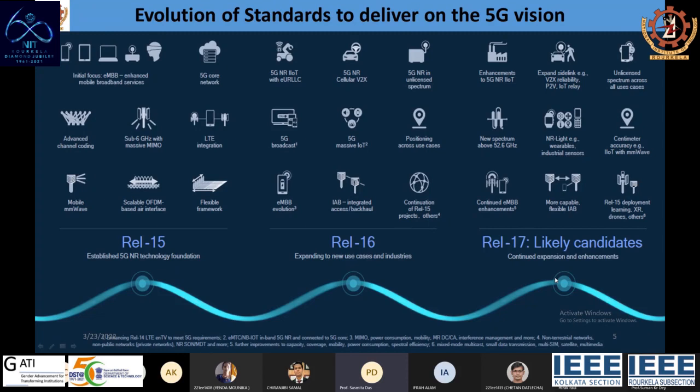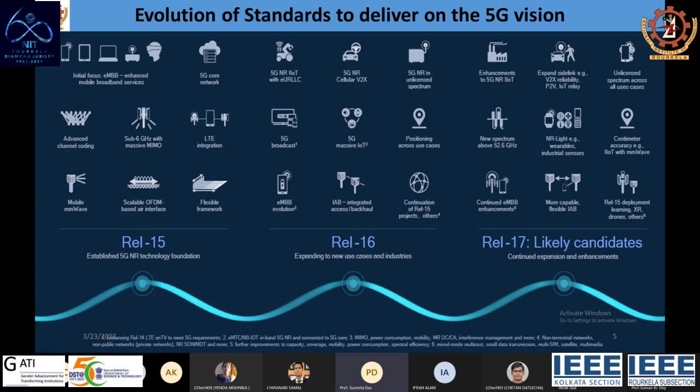And we may discuss that these are the evolution of standards to deliver on the 5G vision. You can see here the most important, Release 15, which established the 5G new radio technology foundation. In that, sub-six gigahertz with massive MIMO was introduced. So the initial focus was enhanced mobile broadband service. It offered a flexible framework that we are also going to discuss in later lectures.